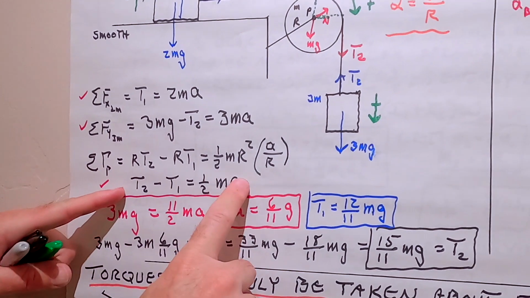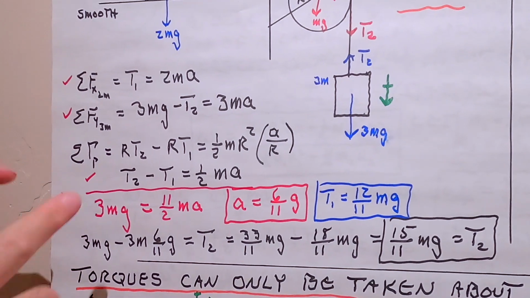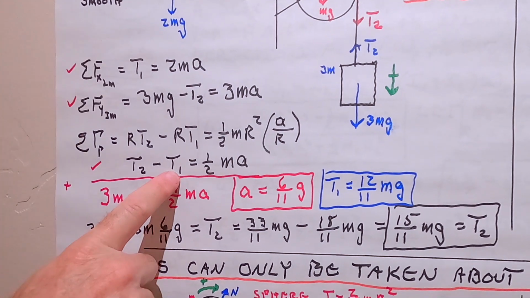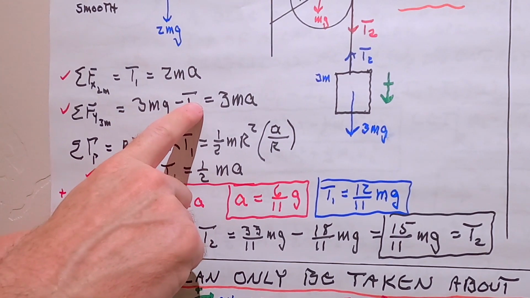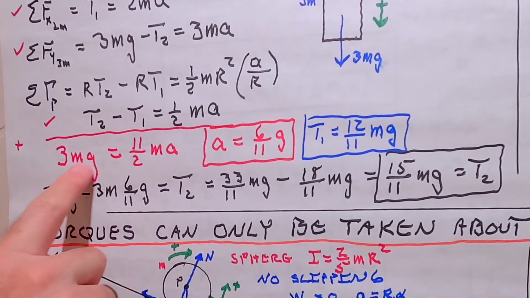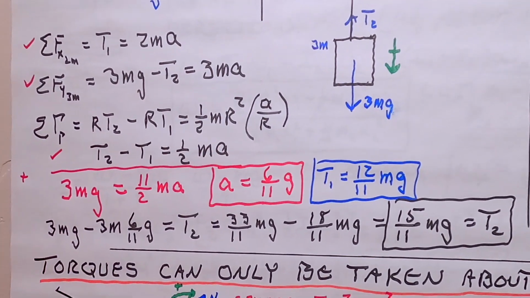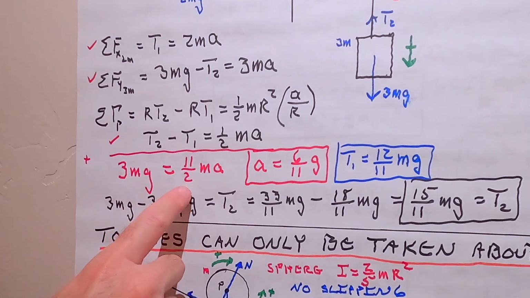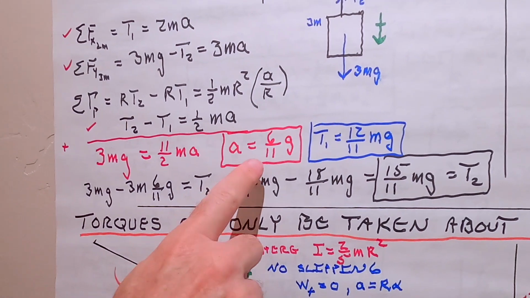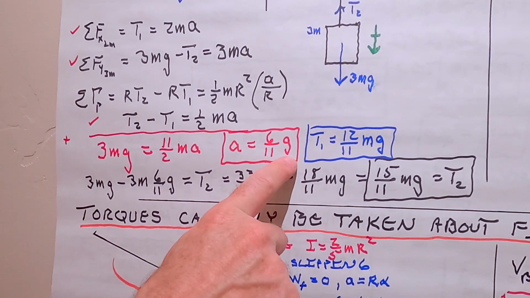So here we've got this from our torque, and we've got these two from our forces. So I said, well, let's just add this and this and this together. The T1s drop out of here, and the T2s drop out of here when you add them up. So when you add up the whole left side, you just get 3mg. And on the right side, we get a 2ma, a 3ma, and a 1/2 ma. That's 5.5 mas or 11/2 mas. Cancel the m's, throw the 2 over on the other side, and you get a equals 6/11 g. Again, better be less than g.